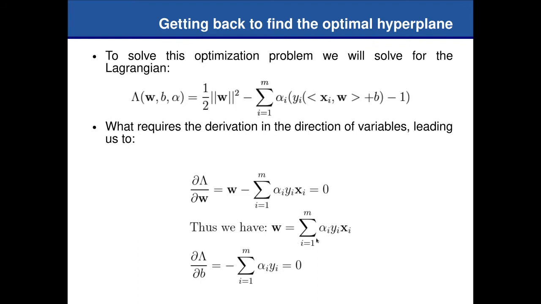W will be equal to this, okay? We're going to substitute this W here. That substitution is going to help us to find the dual problem from this first, or primal, problem, okay? That's quite important. We're going to use that later.